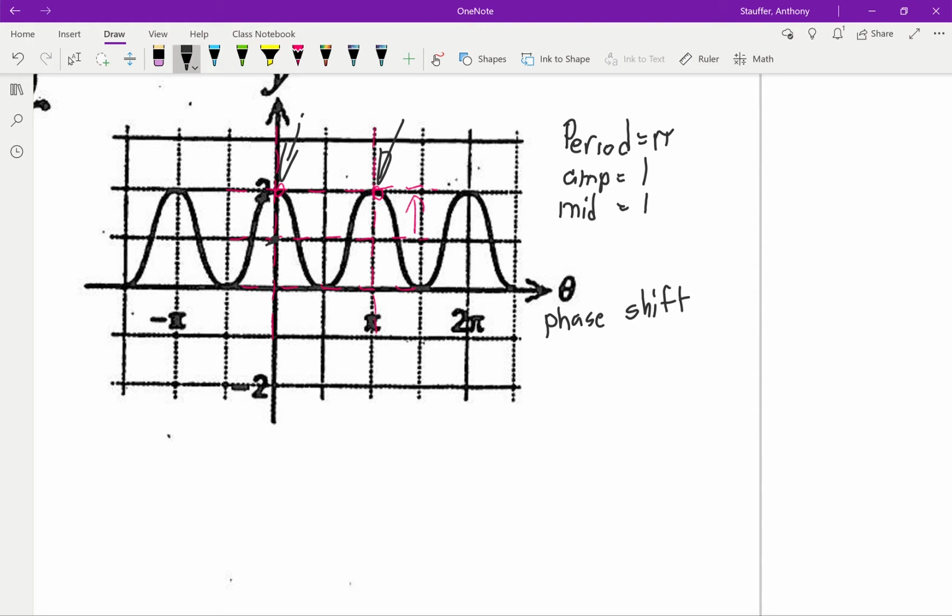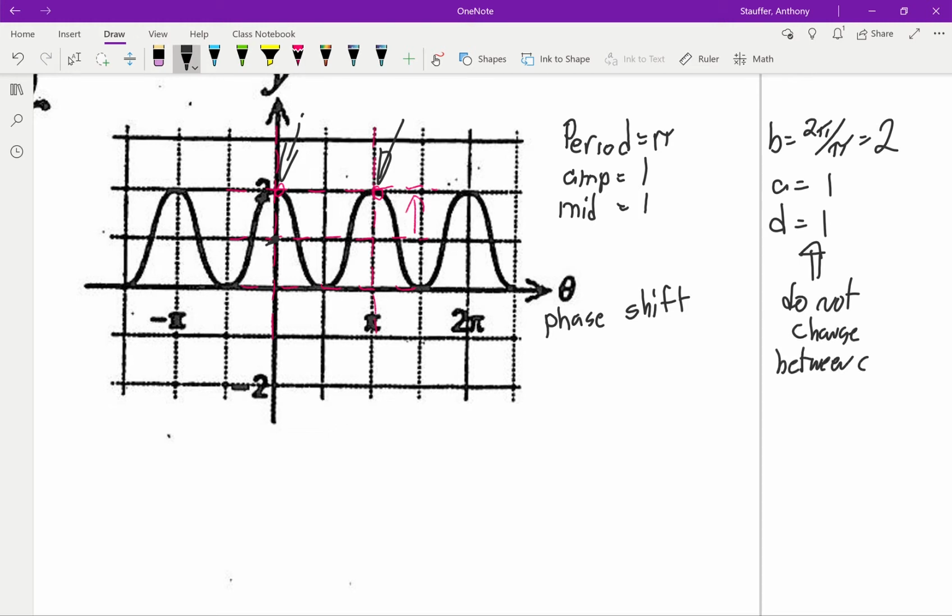If my period equals pi, that means that my b value is going to be 2 pi over period, so my b value is going to be 2. My a value from amplitude is 1, and my d value is going to be 1. Now, a, d, and b do not change between cos or sine. So sine and cos, the a, b, and d values do not change at all, and that includes if I'm using the negative graphs for sine and cos as well.